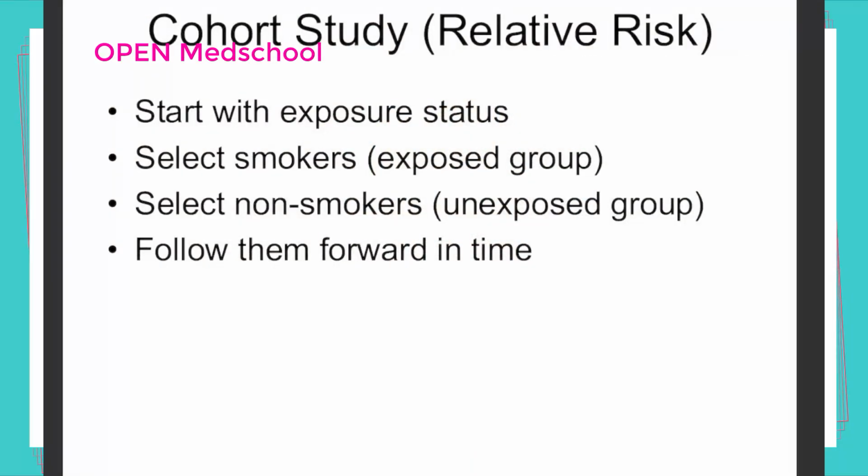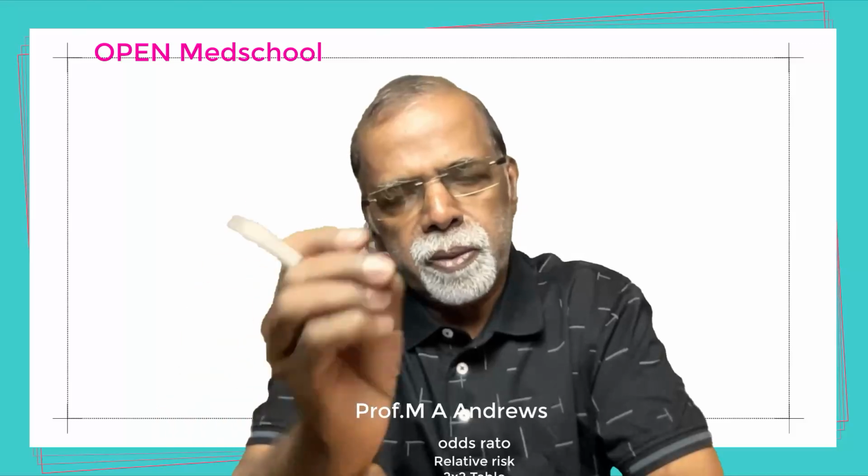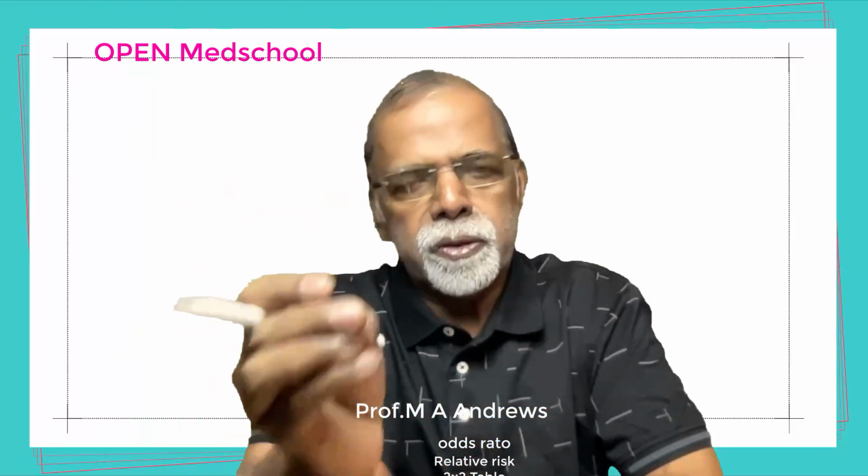In cohort study, you start with the exposure. So take the smokers as the exposed group. Select the non-smokers as the unexposed group. You follow them up and find out how many of them had cancer. So this is a prospective cohort. There are different types of cohort. Then this is the typical prospective cohort.